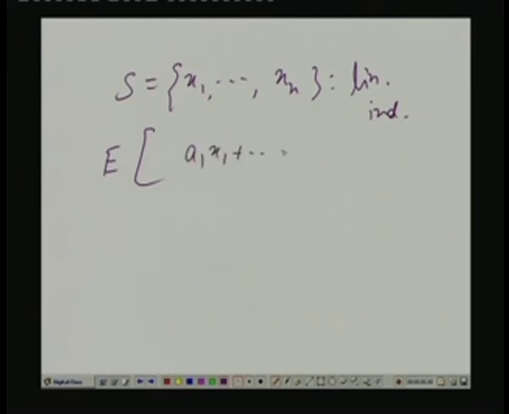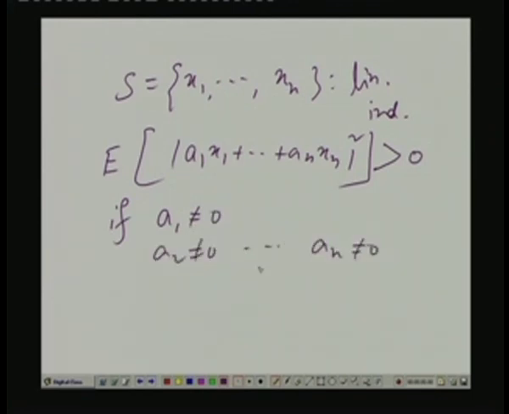That means, if linearly independent, that means the expected value of the mod square of any linear combination has to be greater than 0 if a1 not equal to 0, a2 not equal to 0, dot dot dot, an not equal to 0. Because if they are not equal to 0, this cannot be a 0 random variable, and if it is not a 0 random variable, its expected value of the mod square has to be greater than 0.